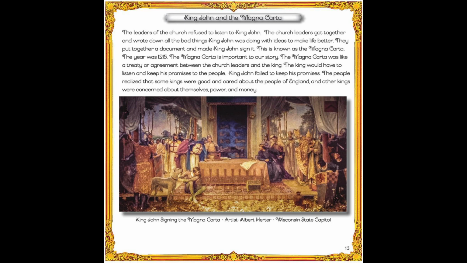The Magna Carta was like a treaty or agreement between the church leaders and the king. The king would have to listen and keep his promises to the people. King John failed to keep his promises. The people realized that some kings were good and cared about the people of England, and other kings were concerned about themselves, power, and money.